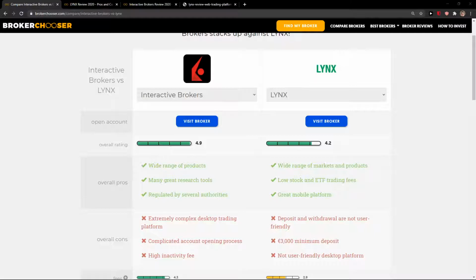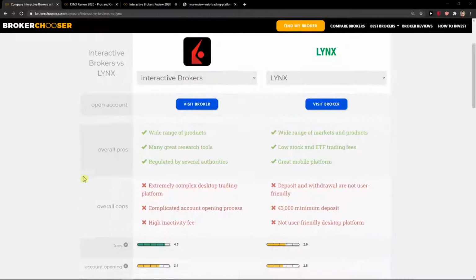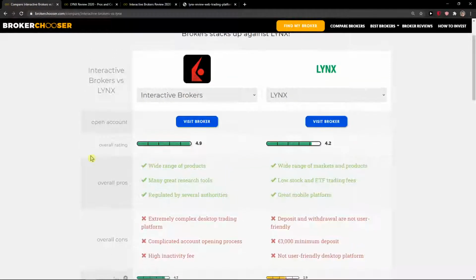The first thing I'm going to talk about are fees. Then I will talk about the account opening, also markets and products, like what they actually offer, and then I will talk about what I think about the design of the applications.